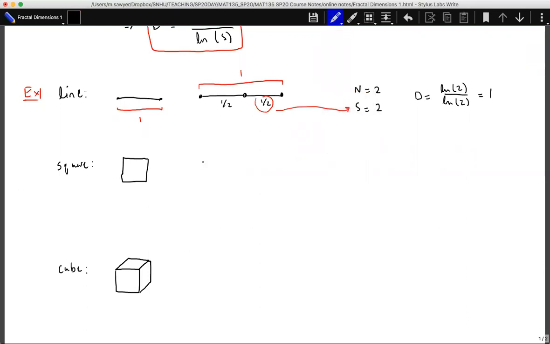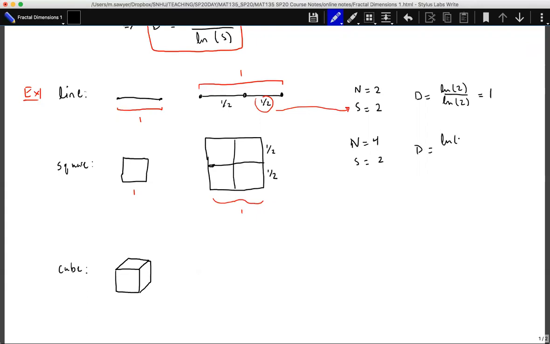So let's look at our square. If we were to replicate it to make a bigger square, if this is 1 unit and this is 1 unit, we need 2 copies of the square along each side. So we need a total of n equals 4 copies of the square, where the new side length of the square is 1/2. So our scale factor is equal to 2. Again, we scaled down our squares by a factor of 2, and we used 4 of them to build our new shape. So now we take the natural log of 4 divided by the natural log of 2, and we see we get 2. So a square is a 2-dimensional shape, and this makes sense with our intuition.